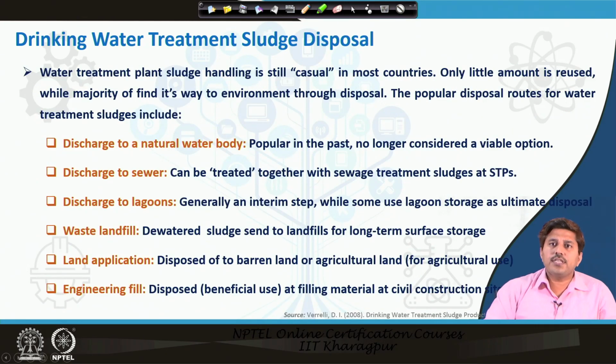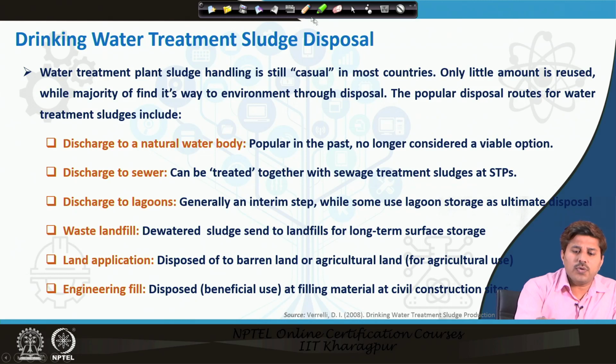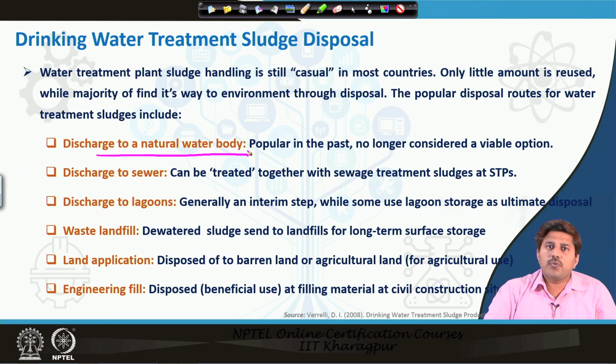Now if sludge is being reused, it is good, but otherwise in most places, particularly in the developing countries, the sludge handling is still very casual and only a little amount is reused, and the majority of the sludge finds its way to the environment through the disposal systems. The popular disposal routes include the discharge to a natural water body. Now this was popular in the past.